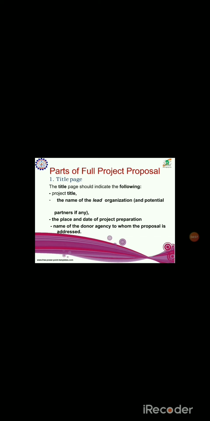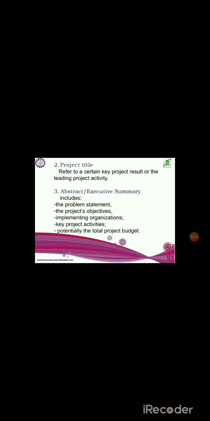Then the place and date of project preparation. So when it was prepared and from where it was prepared, and then you're going to speak about the donor agency to whom the proposal is addressed. Then the second part of that project proposal is to have a key project results or the leading project activity. So here you have to speak about the project actual title and what are the ideas you are going to implement in it. The third point is the abstract or the executive summary.